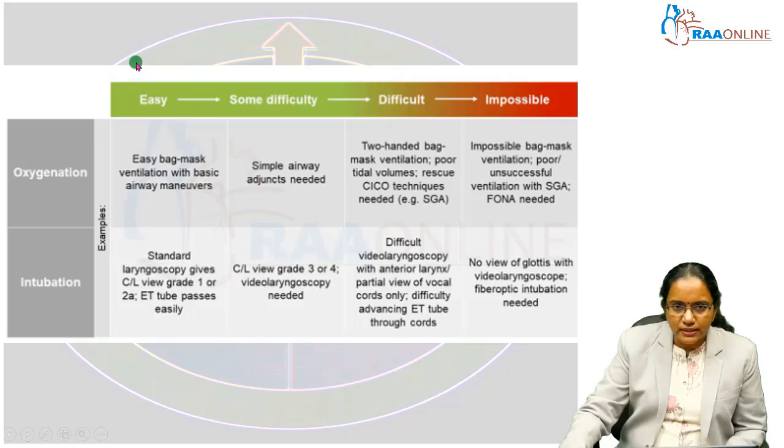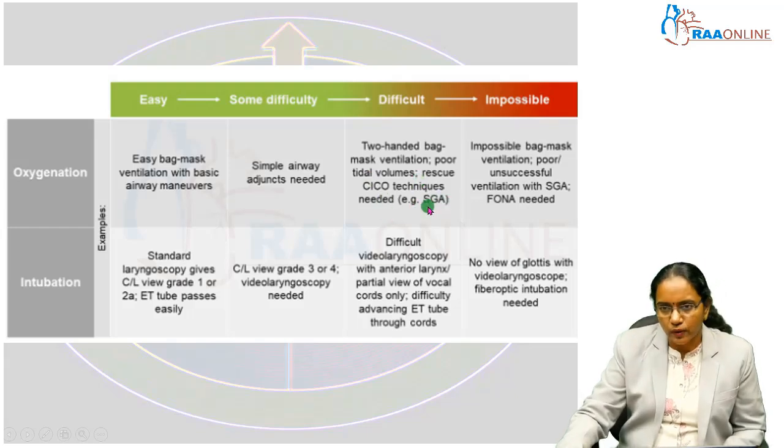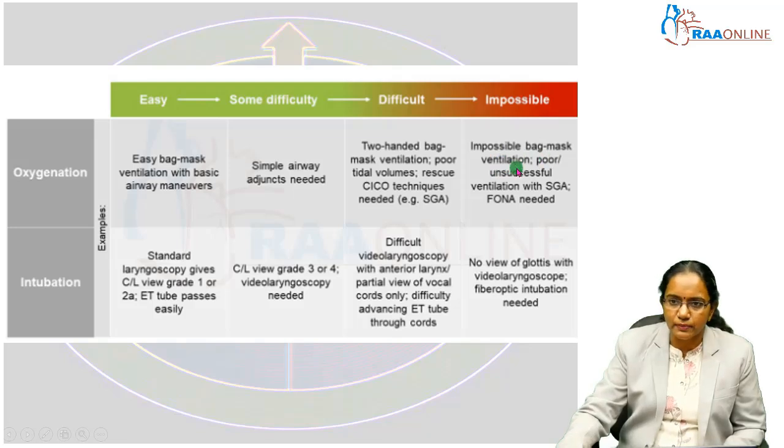So oxygenation is considered easy when there is an easy bag and mask ventilation with basic airway maneuvers. If there is some difficulty, then we manage the airway with some oropharyngeal or nasopharyngeal airway. If it is difficult, we resort to two-hand bag and mask ventilation or rescue CICO techniques such as supraglottic airway devices. And it becomes impossible when there is a poor bag and mask ventilation, unsuccessful ventilation with supraglottic airway devices, where a front of neck access is needed.